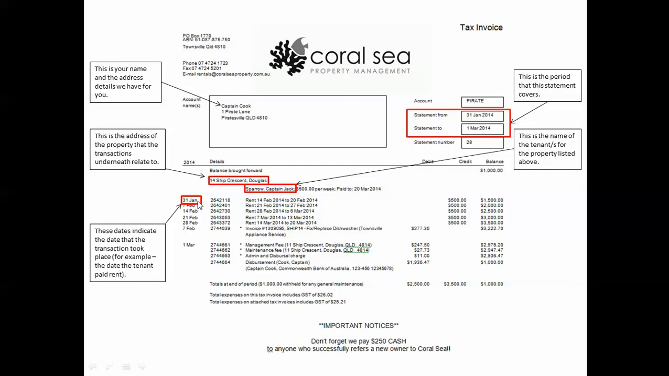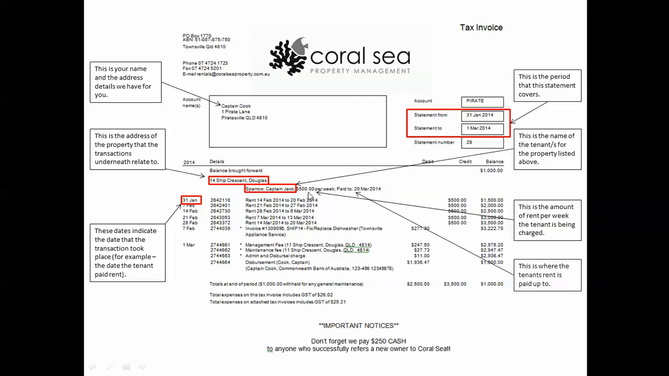This date over here indicates the date in which the transaction took place. So as you can see, on the 31st of January, $500 was credited for rent. The amount next to the tenant's name is the amount of rent that the tenant is being charged per week. And next to that, this is where the tenant's rent is currently paid up to. So as you can see, the tenant is Captain Jack Sparrow, his rent is $500 per week, and his rent is currently paid to the 20th of March 2014.